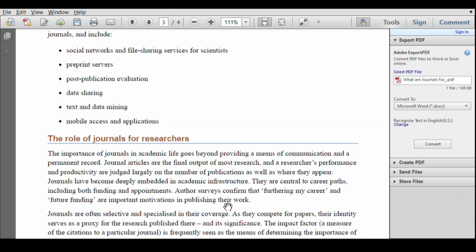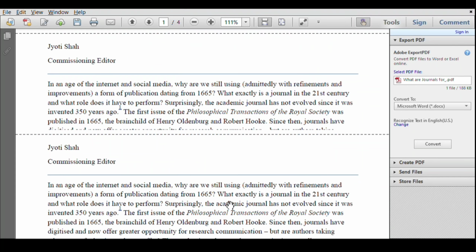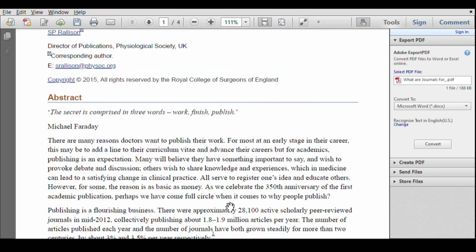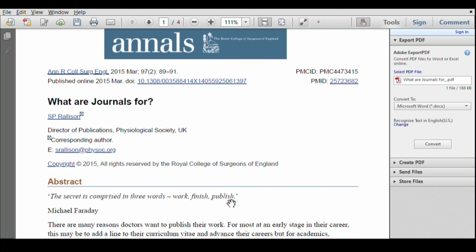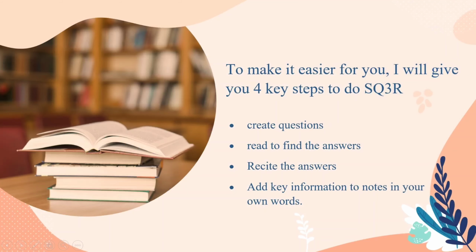And last, reviewing what we have done about the material. We review all we have studied about this material, about what are journals for. And to make it easier for you, I will give you 4 key steps to do SQ3R. For the first, create questions. And the next, read to find the answer. The next, recite the answer, and the last, add key information to notes in your own words.